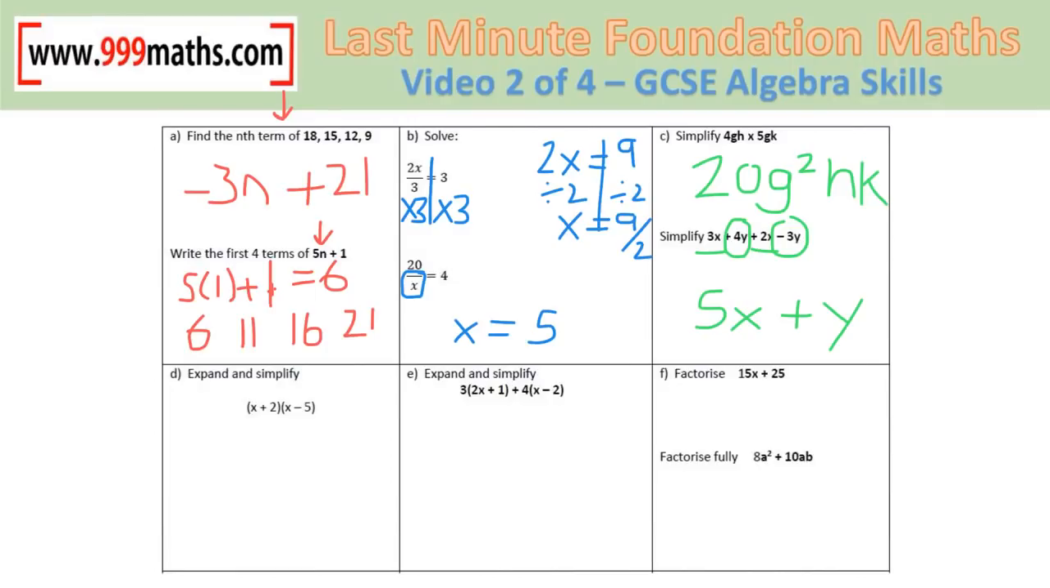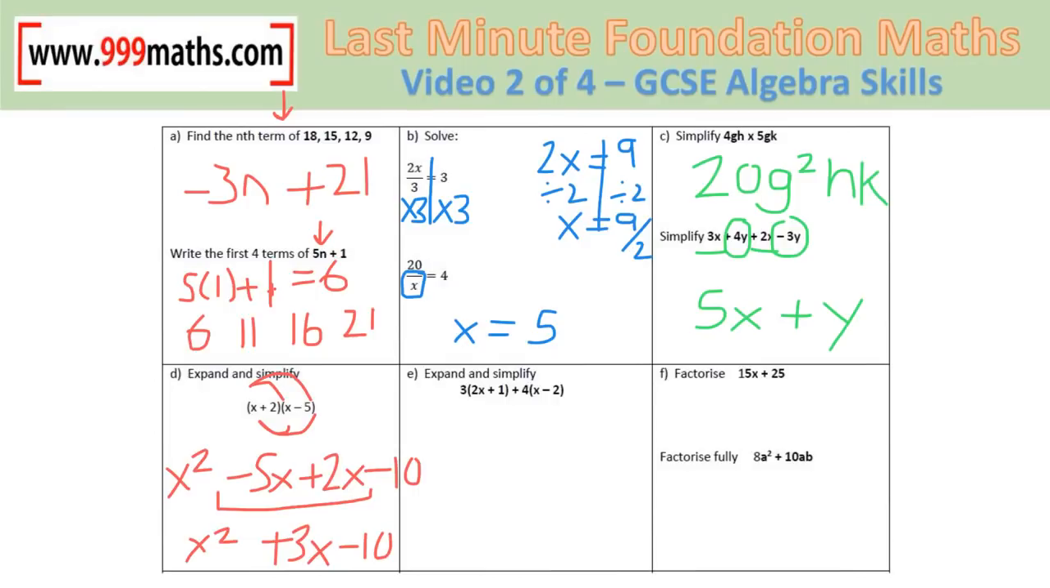Expand and simplify. X times x, x squared. X times minus 5, minus 5x. 2 times x, positive 2x. Minus 5 times 2, minus 10. Simplifying that by collecting the middle two terms will be x squared, add 3x, minus 10.